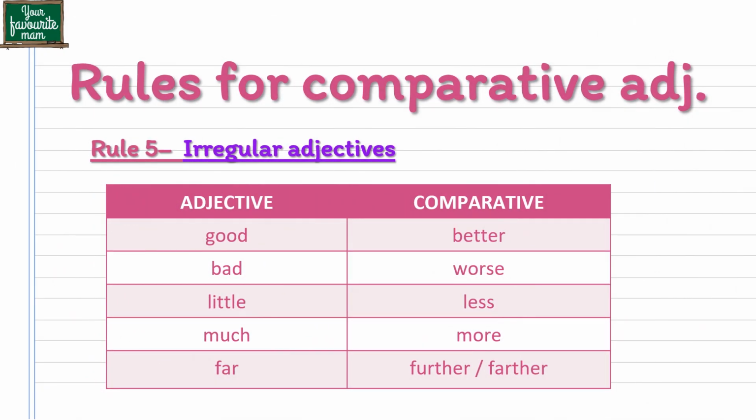Now there are some irregular adjectives as well. For example, the comparative for good becomes better, for bad becomes worse, for little becomes less, for much becomes more, and for far becomes further or farther.